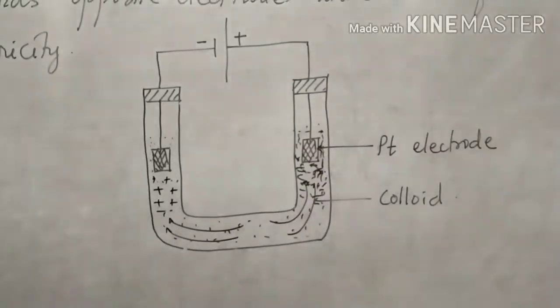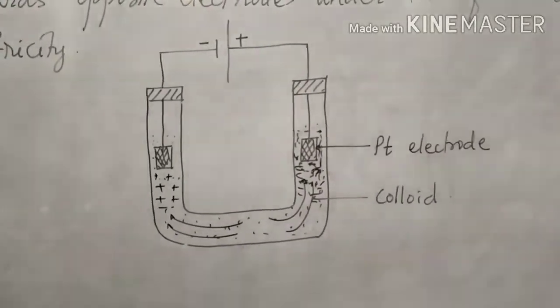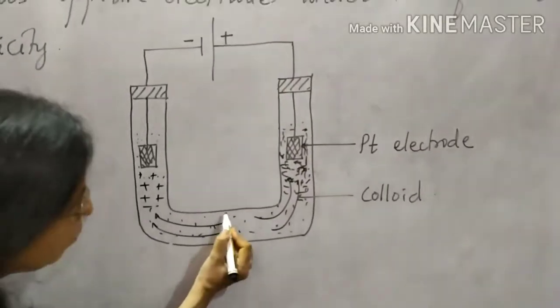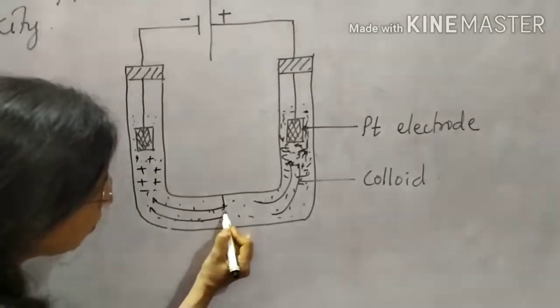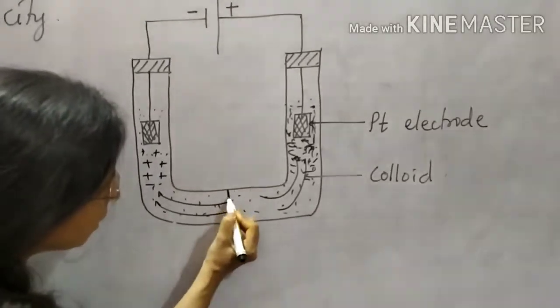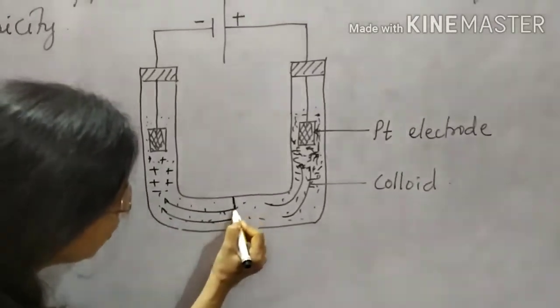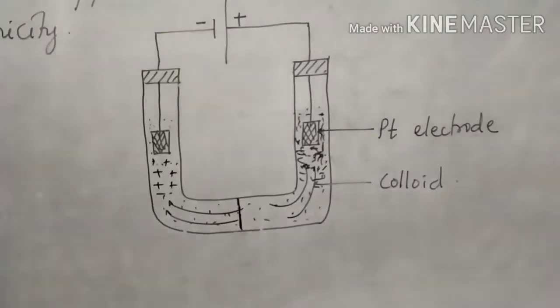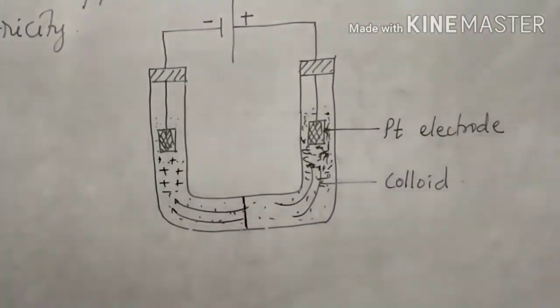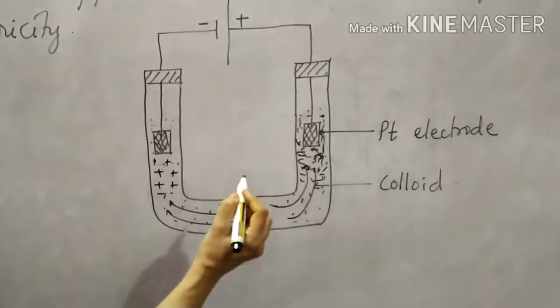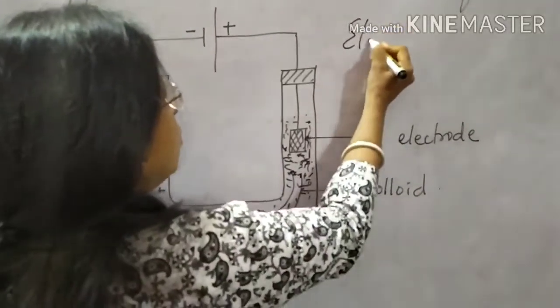Then while doing this cataphoresis or electrophoresis, if we introduce a semi-permeable membrane at the center, यहाँ पे अगर एक सेमी परमिएबल मेम्ब्रेन डाल देते हैं, then particle movement is restricted and that we call electro-osmosis.